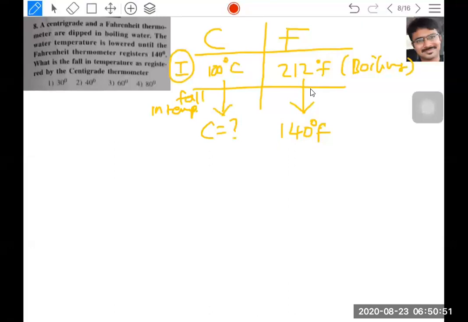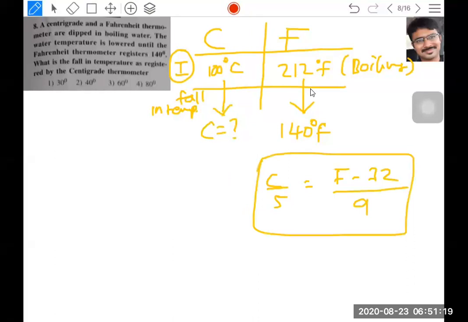First of all, what is the relation between the centigrade and Fahrenheit scales? What can we write here? (C minus 0)/(100 minus 0) is equal to (F minus 32)/(212 minus 32). But I told you, don't take all these things. Simply I can write C/5 is equal to (F minus 32)/9. This is the relation between centigrade and Fahrenheit. You take it like that, don't write everything.